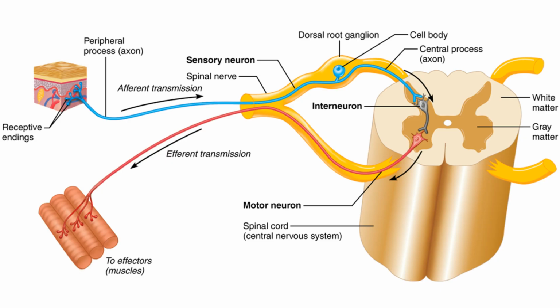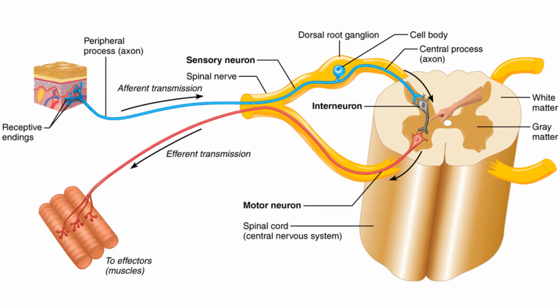Now, let's look at functional classification, which is based on the direction the nerve impulse travels. First, afferent neurons, also known as sensory neurons, carry information from sensory receptors toward the central nervous system. Second, efferent neurons, or motor neurons, carry instructions away from the CNS to effector organs like muscles and glands.